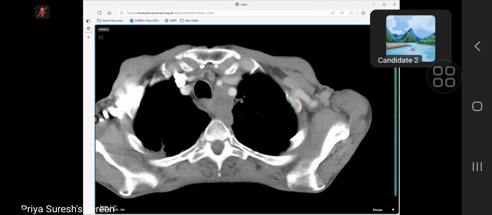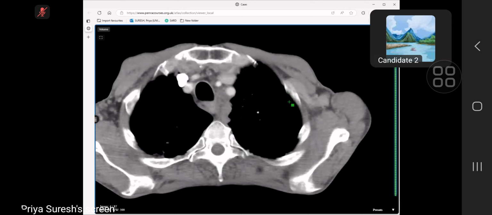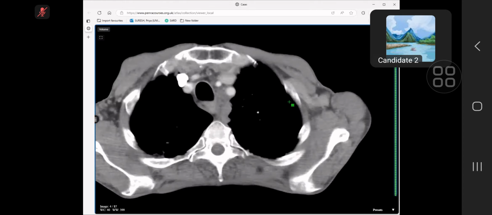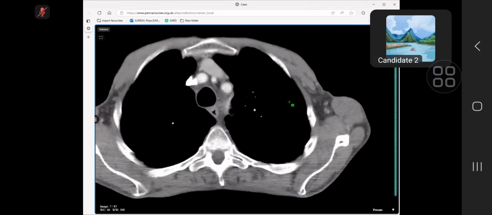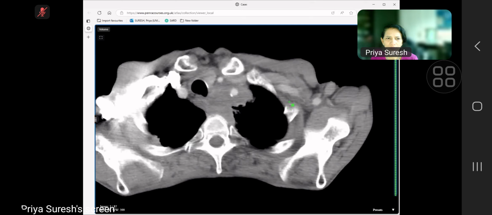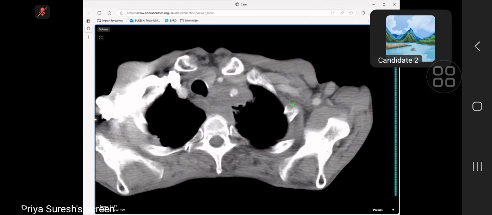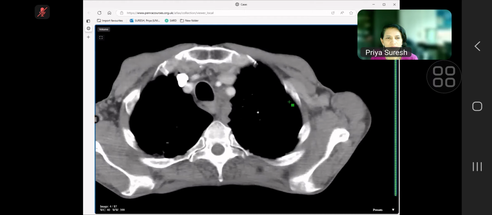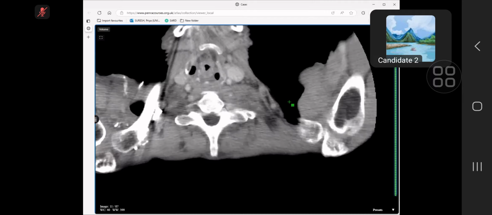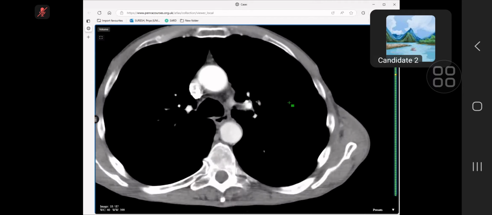The normal density of the vessels is maintained, but there is loss of the fat planes, particularly with the left common carotid artery. I would also like to see the esophagus is normal, the aorta is normal, the superior vena cava is not occluded, and the right common carotid is also normal. So there is encasement particularly of the left common carotid artery.